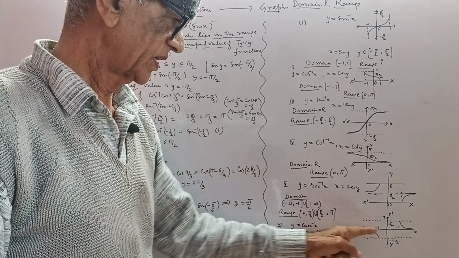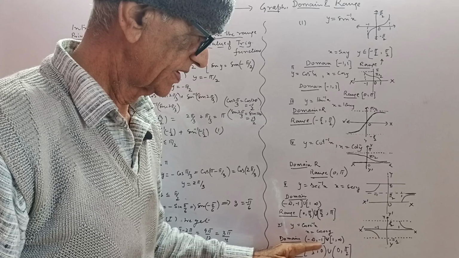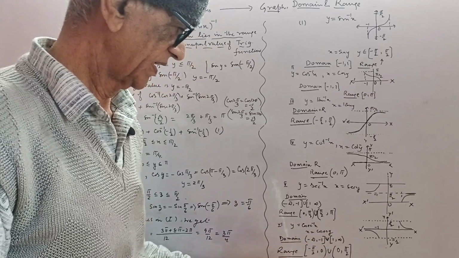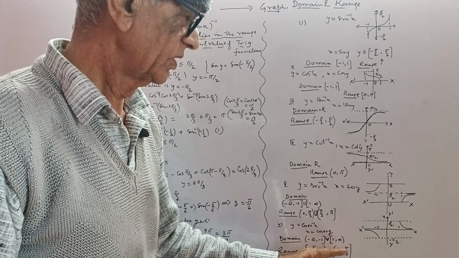Now graph of cosecant inverse x. Domain minus infinity to minus 1 union 1 to infinity. Range minus pi by 2 to 0 union 0 to pi by 2.